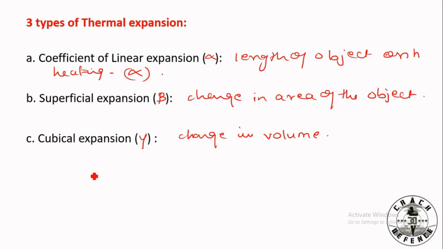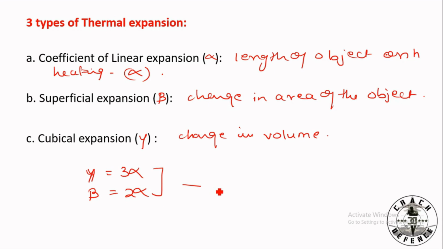So what are the relations between these three thermal expansions? If we need to calculate gamma, we have 3 times alpha, and if we need to calculate beta, we have 2 times alpha. So those are the relations.